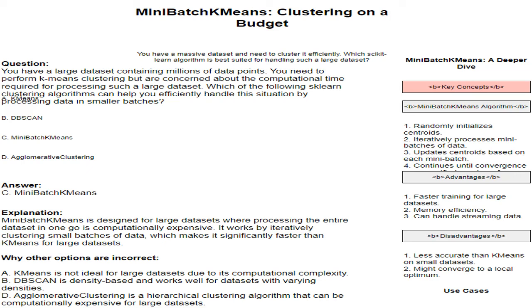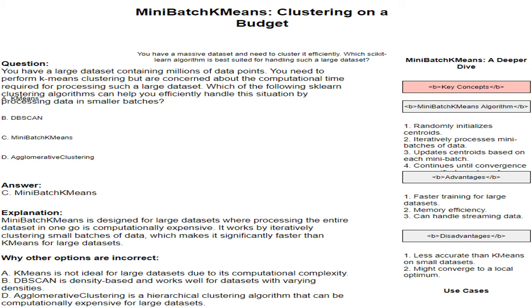You have a large dataset containing millions of data points. You need to perform k-means clustering but are concerned about the computational time required for processing such a large dataset. Which of the following sklearn clustering algorithms can help you efficiently handle this situation? By processing data in smaller batches. A. K-means. B. DBSCAN. C. Mini-batch k-means. D. Agglomerative clustering.